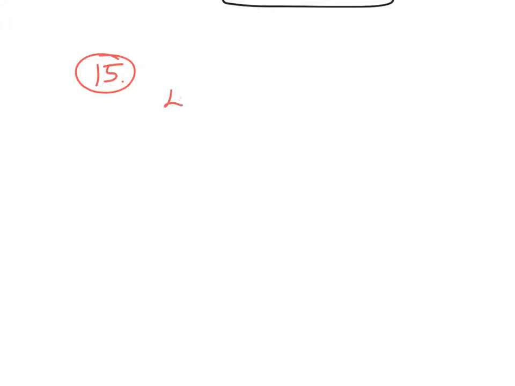Number 15 is an exponential equation. 4 to the x is equal to 21. And so to solve exponential equations, what we did was we took the log of both sides. Now you can either take the common log or you can take the natural log. Most of the time in class we use the natural log, but it's not wrong if you use common logs. So if we did that, we'd have the natural log of 4 to the x equal to the natural log of 21.